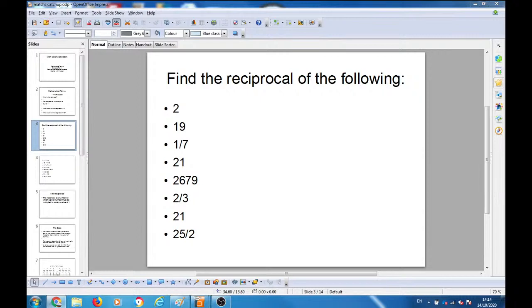Next one is 2/3. What is the reciprocal of 2/3?